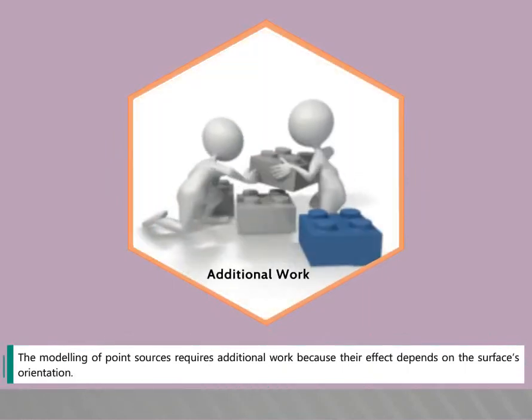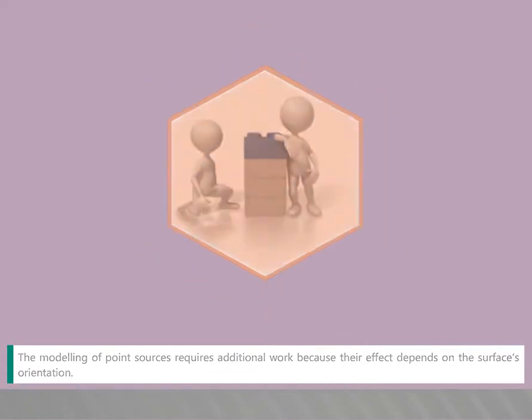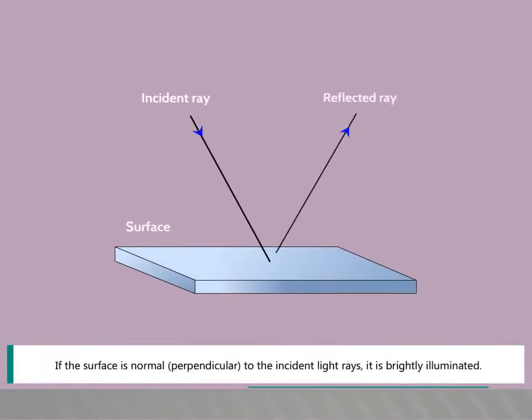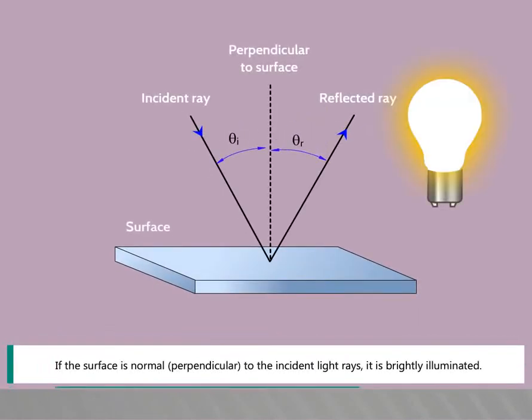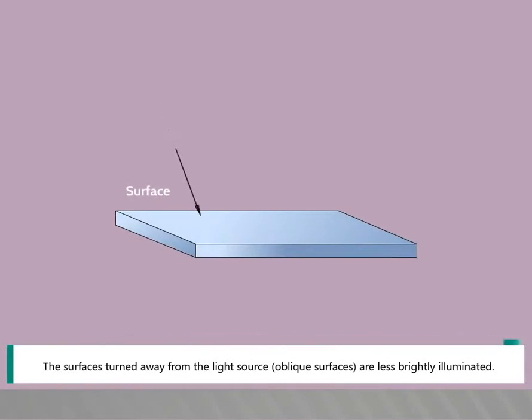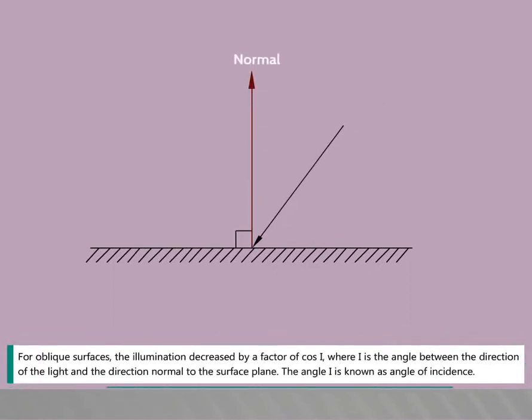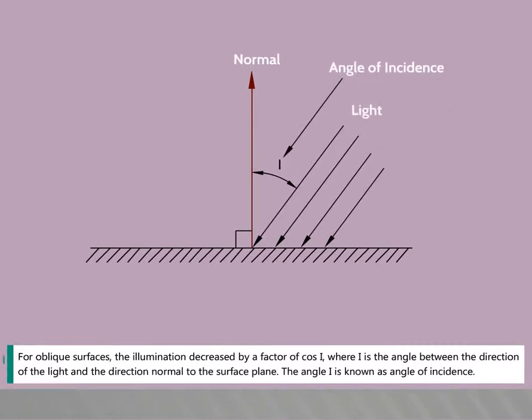The modeling of point sources requires additional work because their effect depends on the surface's orientation. If the surface is normal, that is perpendicular to the incident light rays, it is brightly illuminated. Surfaces turned away from the light source, that is oblique surfaces, are less brightly illuminated. For oblique surfaces, the illumination decreases by a factor of cos I, where I is the angle between the direction of the light and the direction normal to the surface plane. The angle I is known as the angle of incidence.